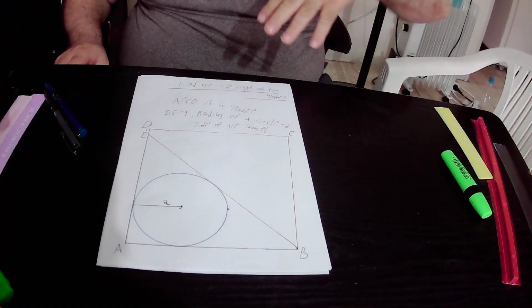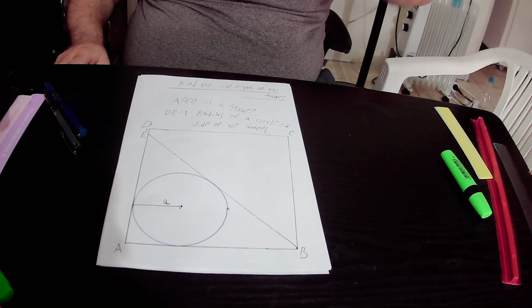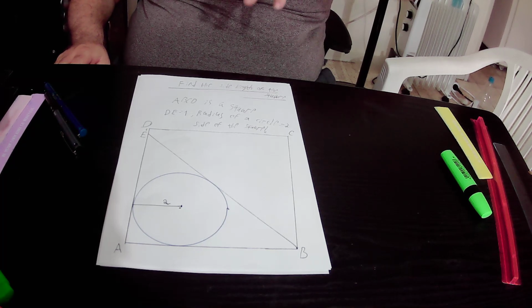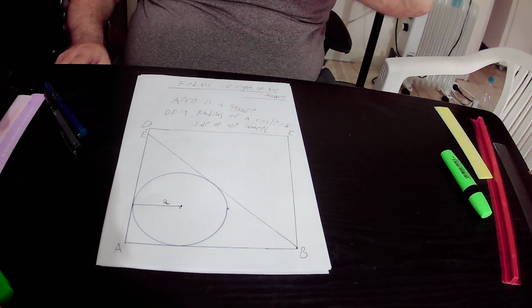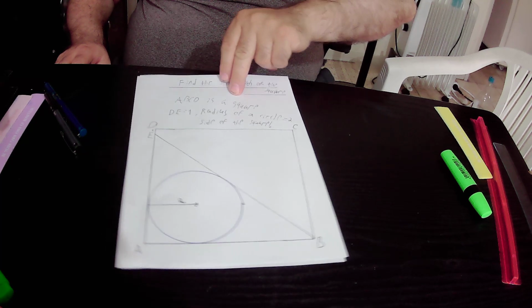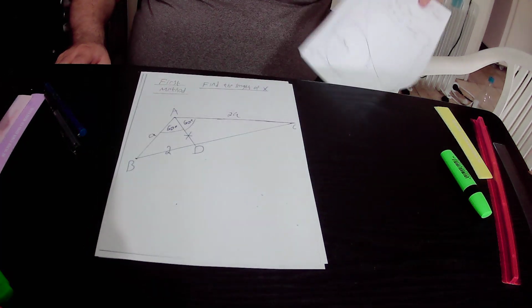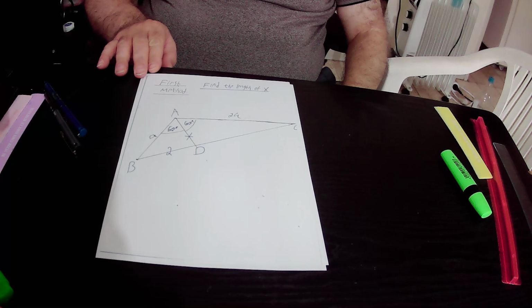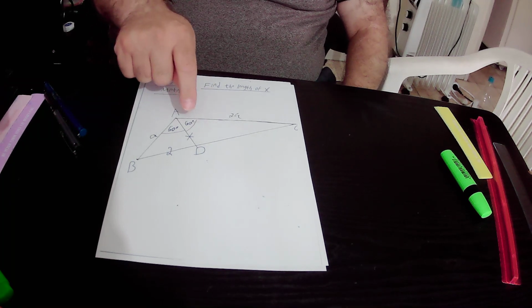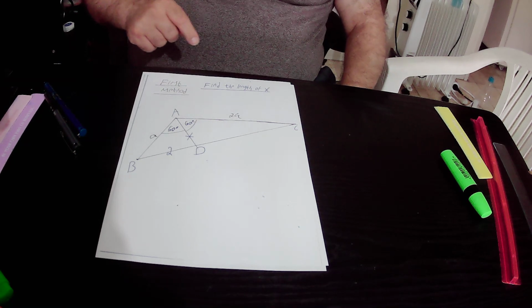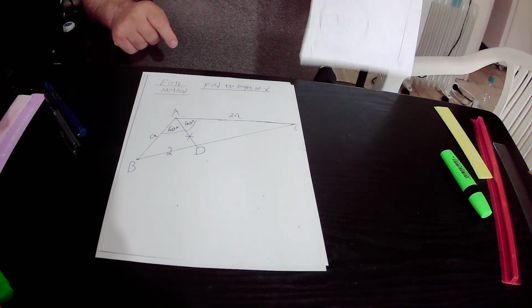Hello, in this lecture we will answer two questions. In the first question we will find the side length of this square ABCD, and in the second question we'll find the length of line segment AD that is equal to x. Okay, so we'll start with the first question.